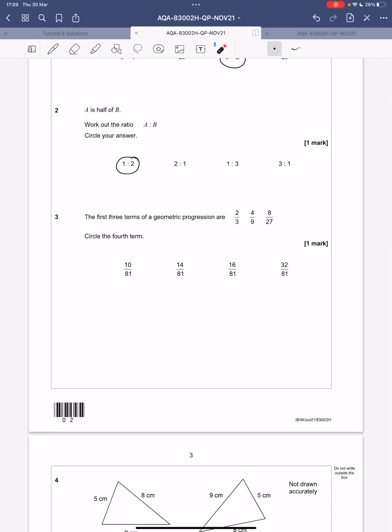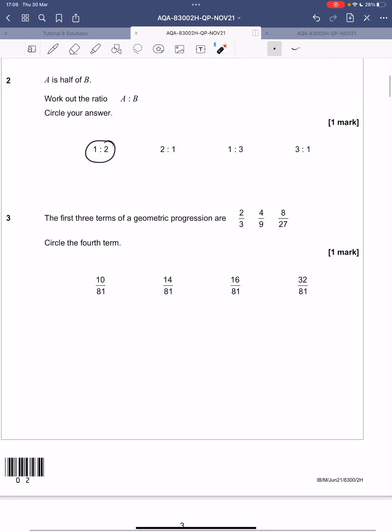Right, the first 3 terms of a geometric progression are 2/3, 4/9, 8/27. Circle the fourth. So on the top, we're multiplying by 2. So the next one is going to be times 2. And on the bottom, we're timesing by 3. So the next one is times 3. So it's going to be 16 over 81.